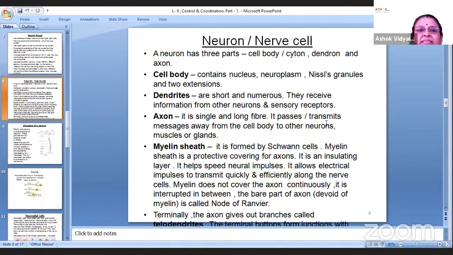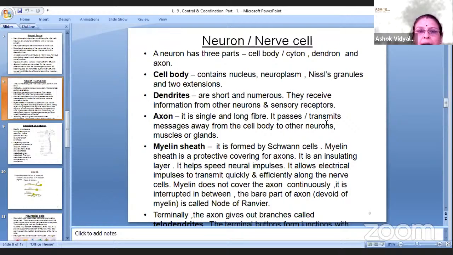Now, a neuron has three parts basically. One is the cell body, otherwise also known as the cyton. This cyton or cell body contains a centrally placed nucleus, neuroplasm, Nissl granules, and two extensions. I'll repeat: the cell body or cyton contains a nucleus and neuroplasm. It consists of Nissl granules and two extensions, in the form of dendrites and the axon.